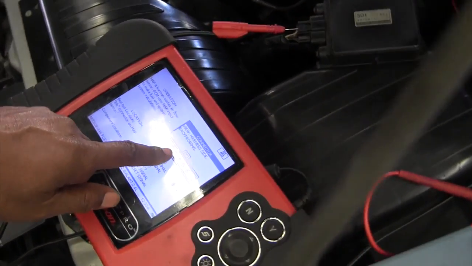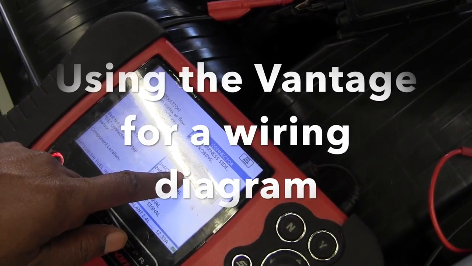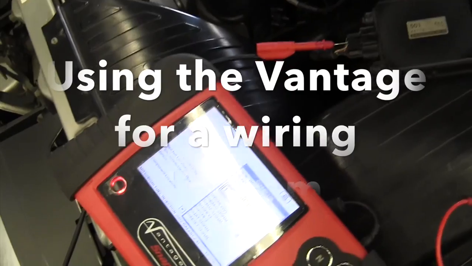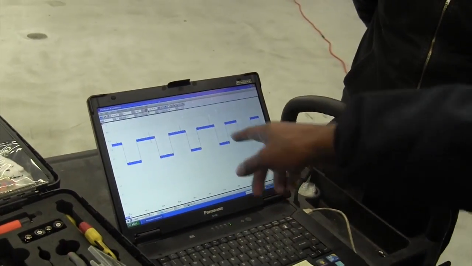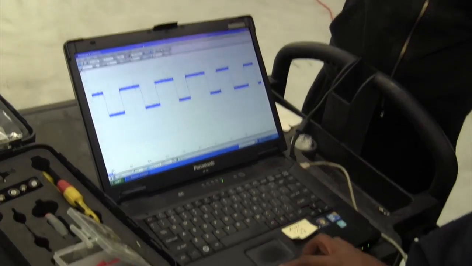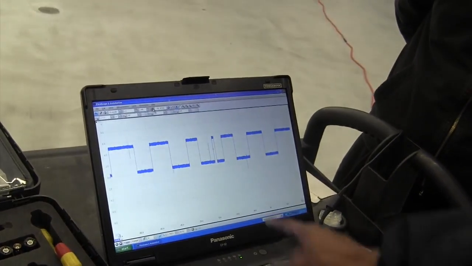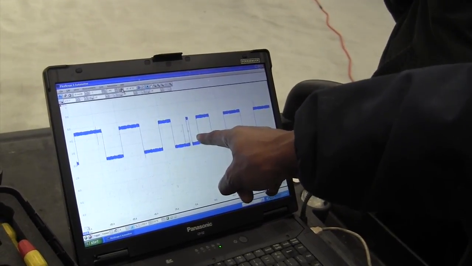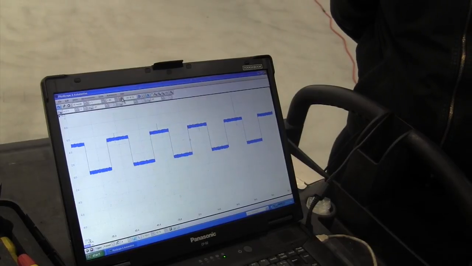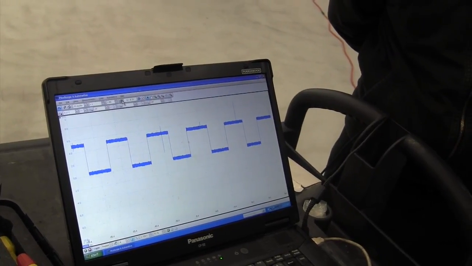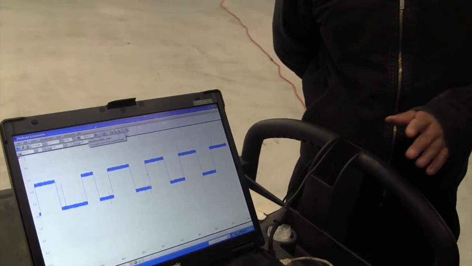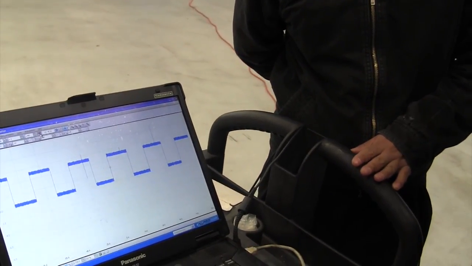Now using the Vantage as a database for the wiring diagram. So now we're going to check the mass airflow signal, grounds, and power supply. I'm using a Pico scope. I gotta love this Pico scope. Look at that glitch. Right now the car is sitting at idle and there's a glitch in the mass airflow sensor. That square wave is supposed to stay uniform. Now keep your eye on it and watch how the square wave changes dimension.